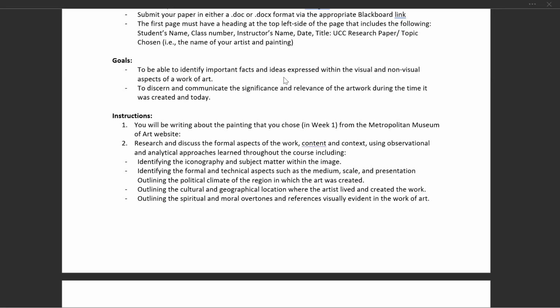So in other words, you could write, I will now discuss the cultural and geographical location where the artist lived and created the work. Well, that's not very well worded. I'm just repeating that, but along those lines. And then you can sort of answer that question. It doesn't have to be anything fancy, but you want to be accurate and not just state facts, but you want to interpret those facts.